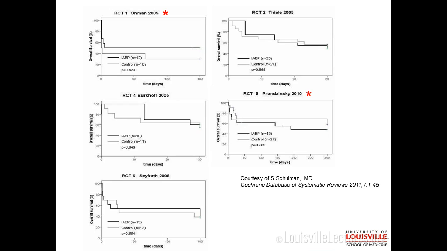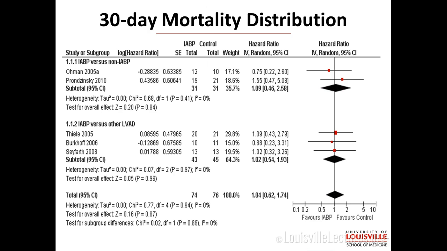This one shows that balloon pump has improved mortality. This one shows balloon pump has worse mortality. So these were all over the map and really didn't give us an answer. When you looked at the pooled information, balloon pump versus no balloon pump, no difference in mortality. Balloon pump versus other VADs, no difference and no change. So this really was not supporting that balloon pump would be helpful.